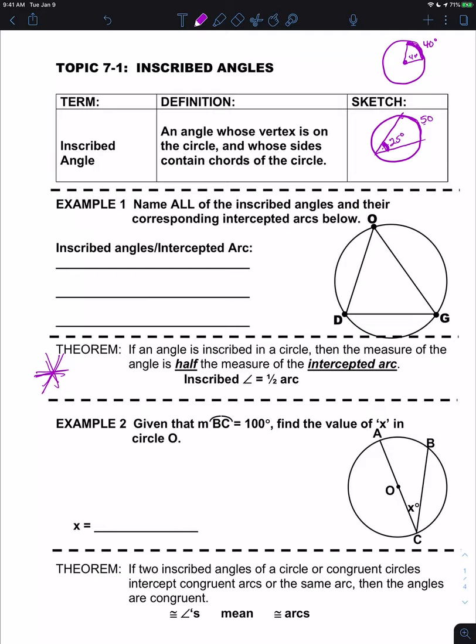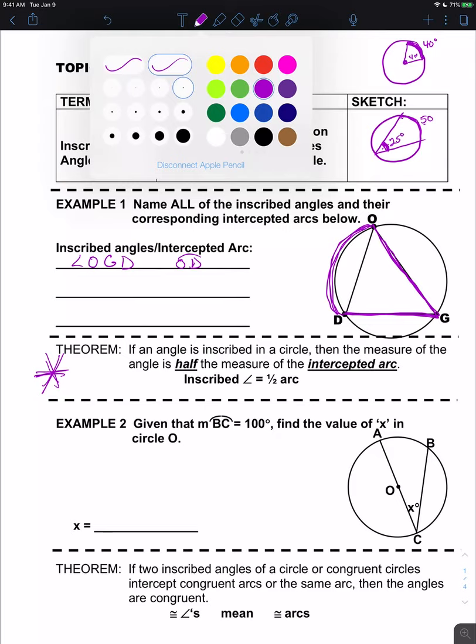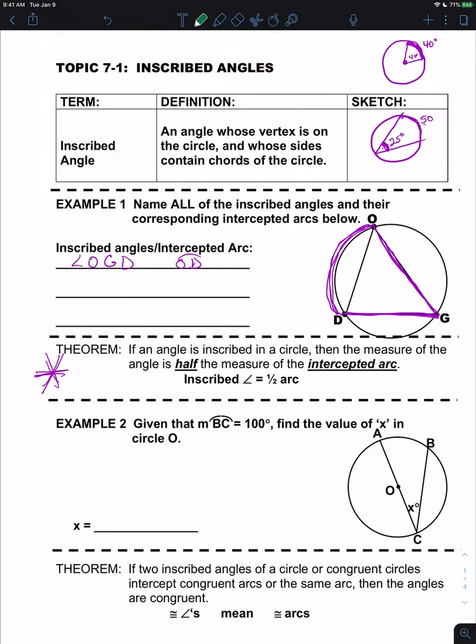So we're going to look at this one and see what all the inscribed angles are. We're going to go from O to G to D. That's one of our angles, angle OGD, and its intercepted arc is this one from O to D. It creates this arc from O to D. I'm going to do these in different colors, so let's do green.